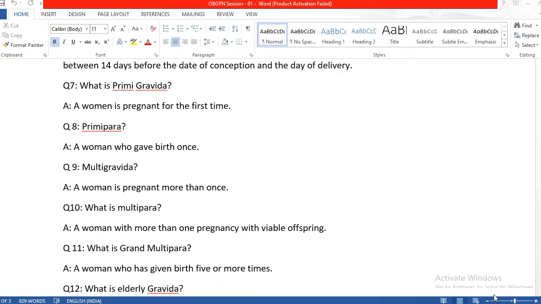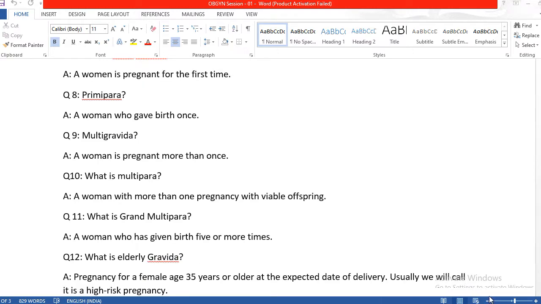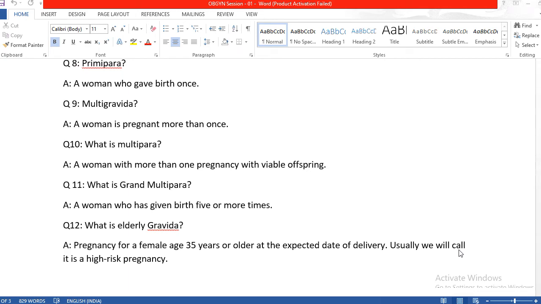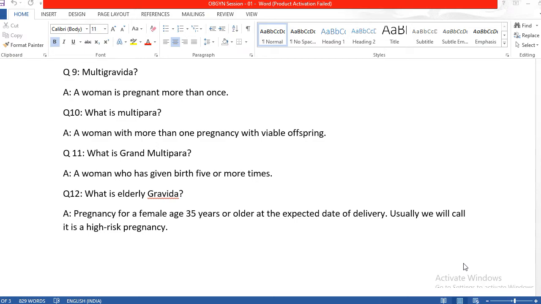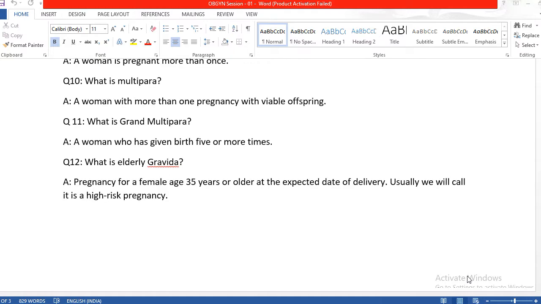Question 7. What is primigravida? A woman who is pregnant for the first time. Question 8. What is primipara? Answer. A woman who gave birth only once. Multigravida: a woman who is pregnant more than once. What is multipara? A woman with more than one pregnancy with viable offspring. Multi means many, para means more than once. What is grand multipara? A woman who has given birth 5 or more times.